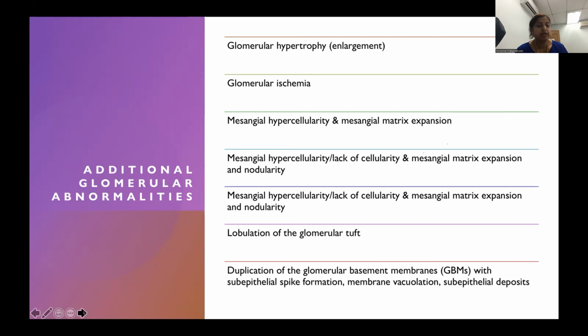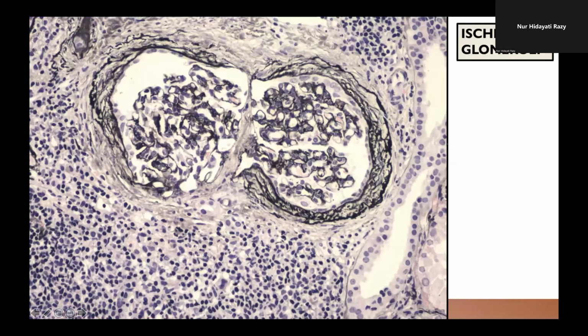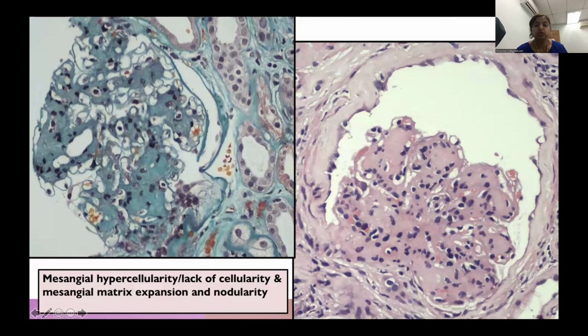Okay, it's just membranous. So this is an ischemic glomerulus. This is how it looks like, where the tuft kind of wrinkles up on itself, and you have a periglomerular fibrosis. This is another lesion which is showing you extensive nodularity in the mesenchyme, so expanded and nodularity.